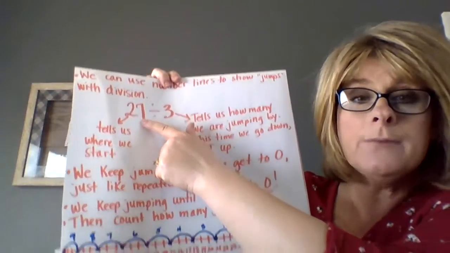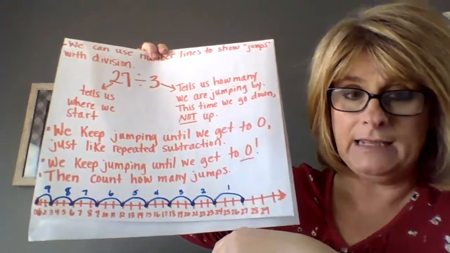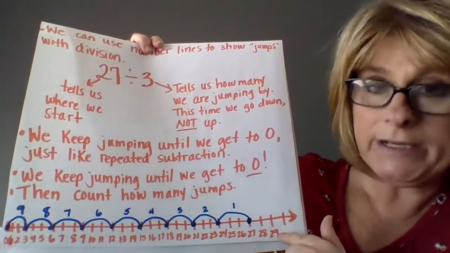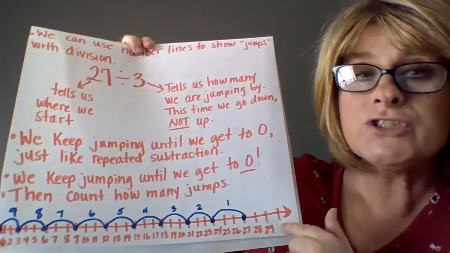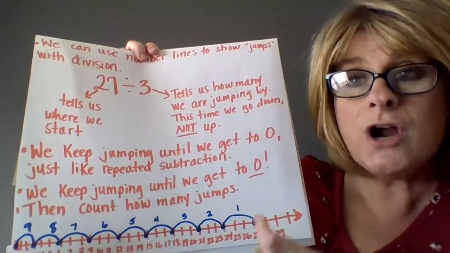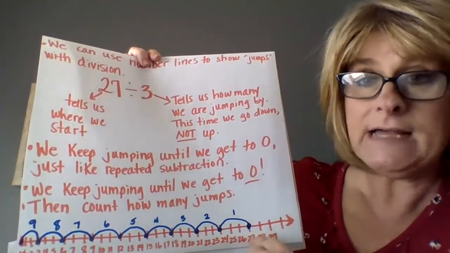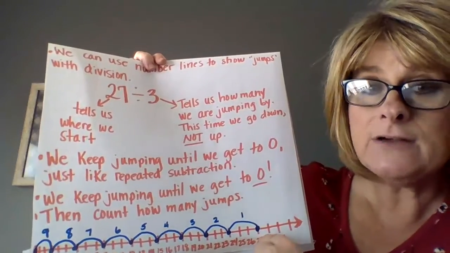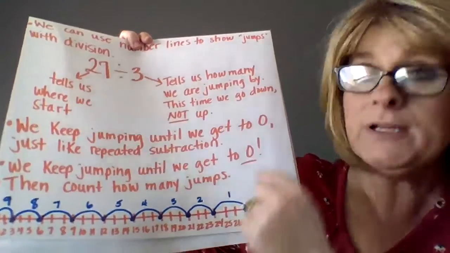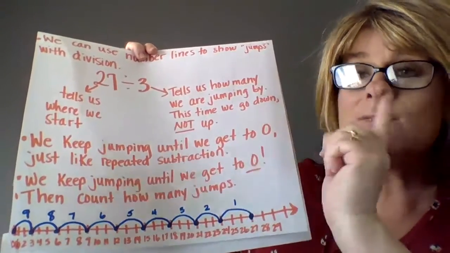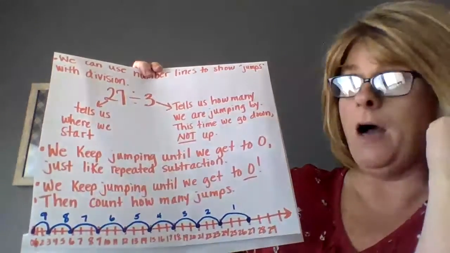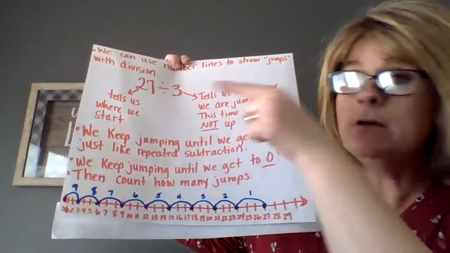If our problem was 27 divided by 3, you can see my number line, and my number line extends to 29. But since our problem is 27 divided by 3, we're going to start on the number 27. And the 3 tells us that there should be 3 in each jump. So I'm going to count backwards, because with division, we go down, not up.